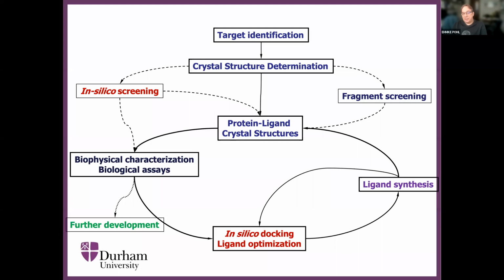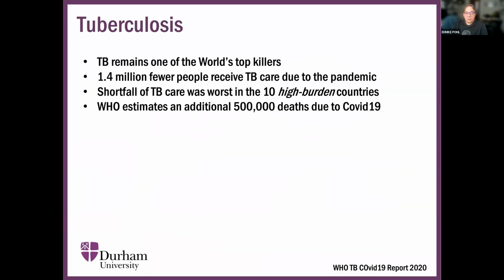If you keep this very simplified view in mind, although in reality life is of course much more complicated, I will try to walk you through the steps that we have undergone in one particular project, to come from target identification to ligands that are in principle ready for further analysis. The example that I've chosen is tuberculosis, which is not one of the neglected tropical diseases, but of course, as many of you know, is still one of the world's top killers.